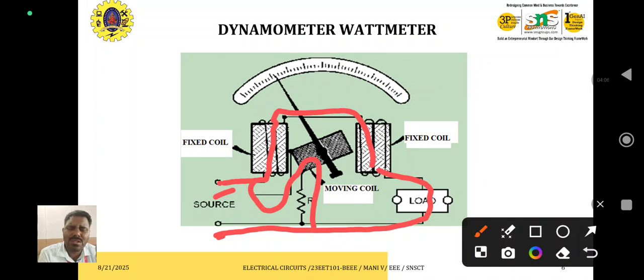In series with the moving coil there will be a resistance. The resistance provides a high resistive path, so that we can minimize the large amount of current flowing through the moving coil. This is the working principle of the dynamo type wattmeter. Based on the interaction of flux between the fixed coil and moving coil, the pointer moves.